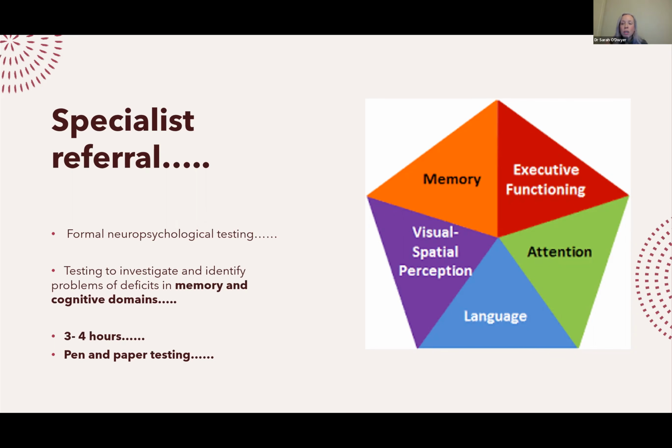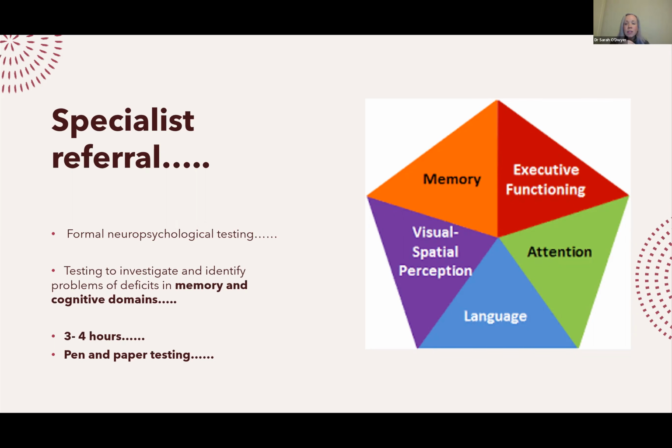Now, you usually take a break, you do about 2 hours, you take a break, and then you do another 2 hours. And this type of testing is very intricate testing where you're examining and assessing and measuring skills within all of the domains, the memory, the visuospatial, language, attention, and executive functioning. And you're looking to show specific and discrete deficits. And by doing that, it can help us to identify if you have a specific type of dementia.